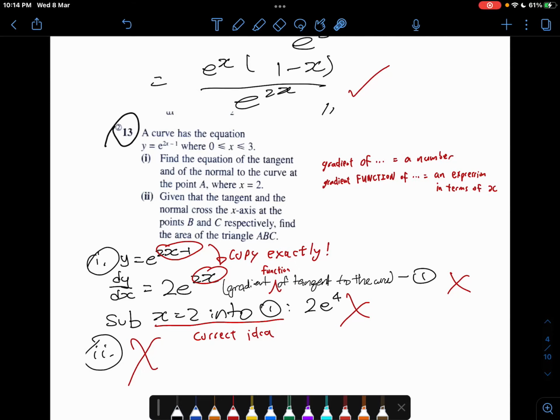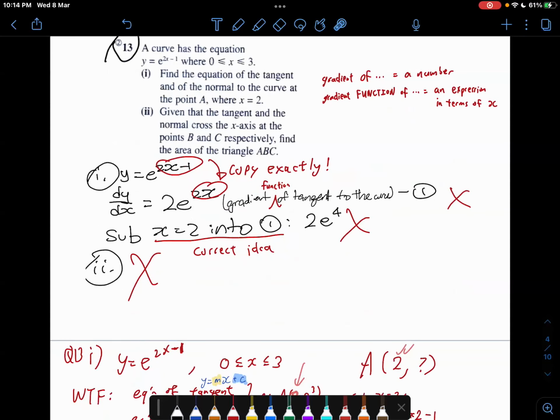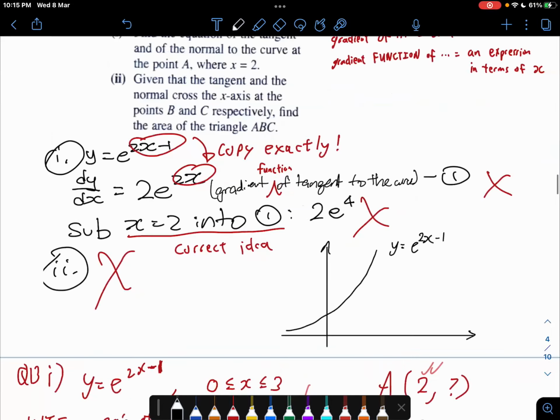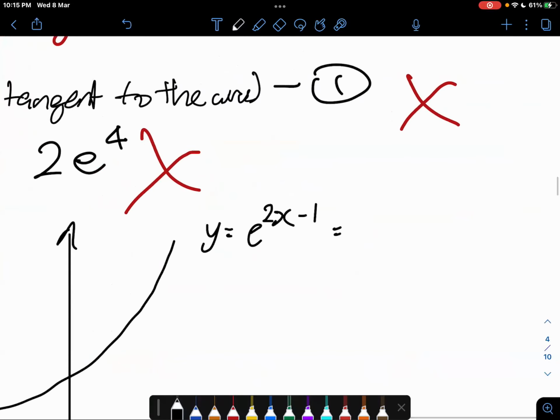So here, maybe we can just draw a quick sketch of the original curve, 2e power 2x minus 1. Hopefully you remember how e power x looks like this. Then if you change it to 2x, it just becomes steeper. But what happens if you have a -1 here? Don't go down. You go left. And in fact, it's not 1, it's sort of a half.